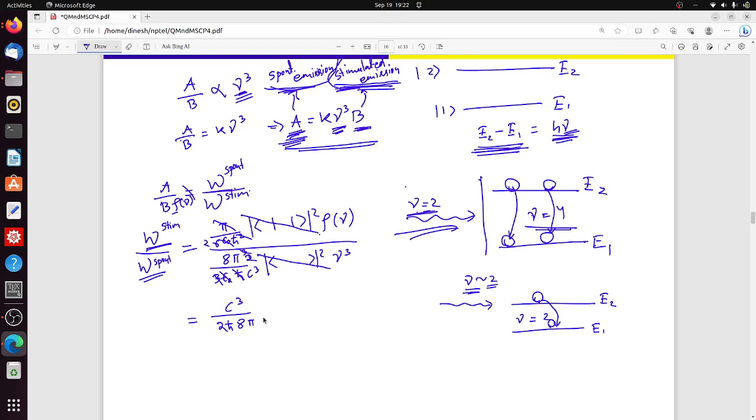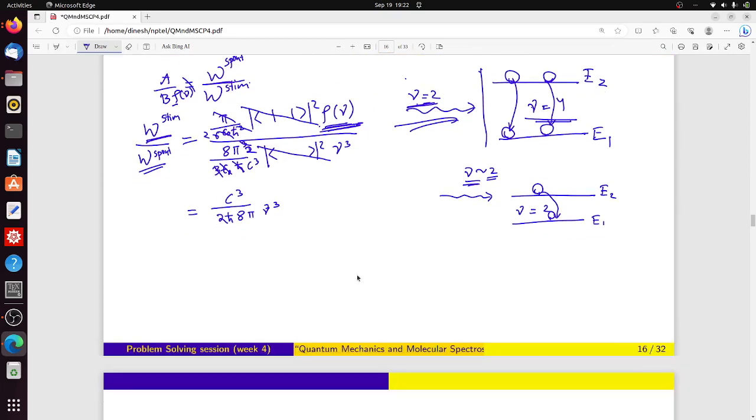Correct me if I am doing wrong, this is nu cube, and this density function we can get from Planck's theory of black body radiation. So this is rho nu, which will be nothing but 8 pi h nu cube over c cube times 1 over e to the power h nu by kt minus 1.